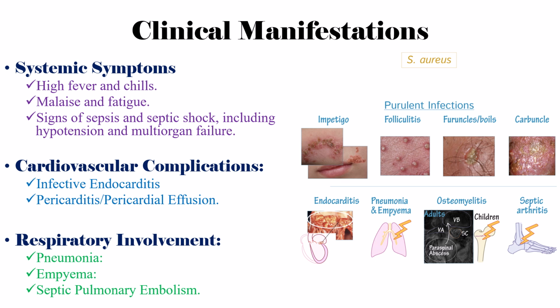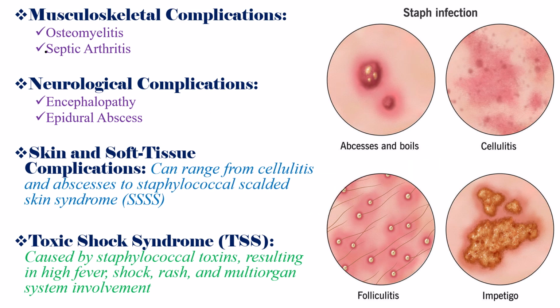Respiratory involvement can cause pneumonia, severe pleuropulmonary disease with high fever, cough, and chest pain, and sometimes a collection of pus in the pleural space, or empyema, can happen. A clot containing bacteria might travel to the lung, causing septic pulmonary embolism. Musculoskeletal complications might be osteomyelitis or septic arthritis, infection of the bone and the joint, which can cause pain, swelling, and reduced function in the affected area.